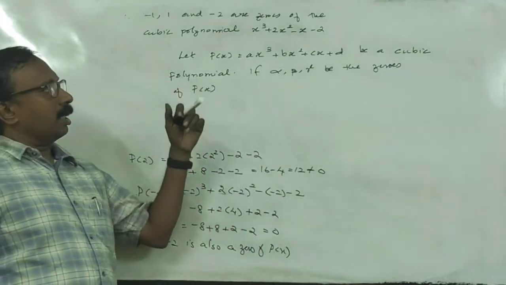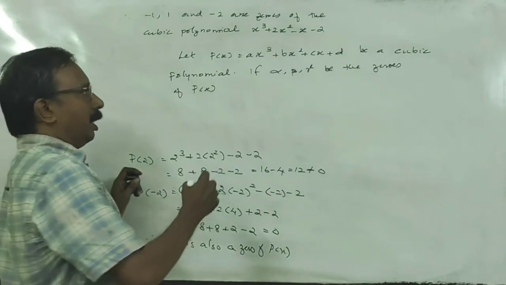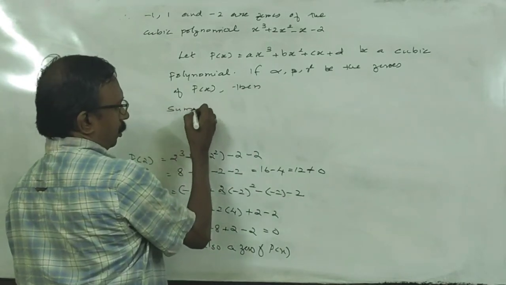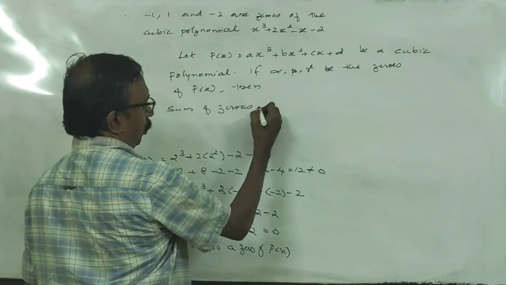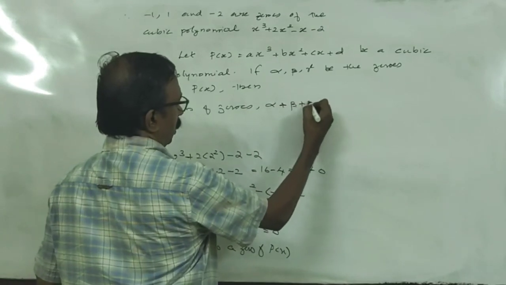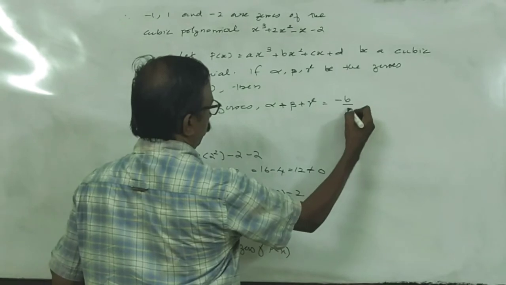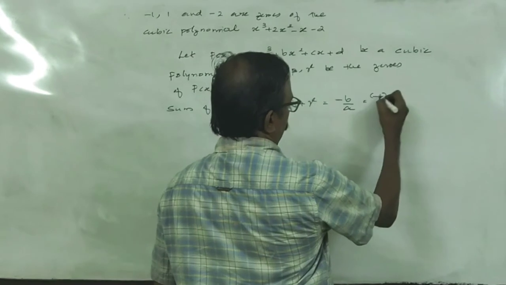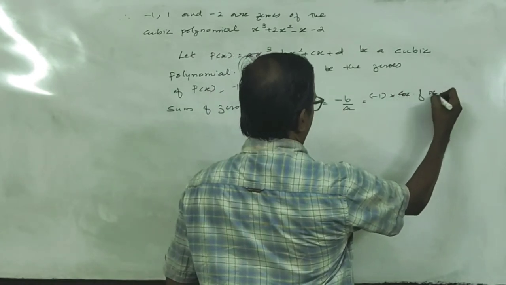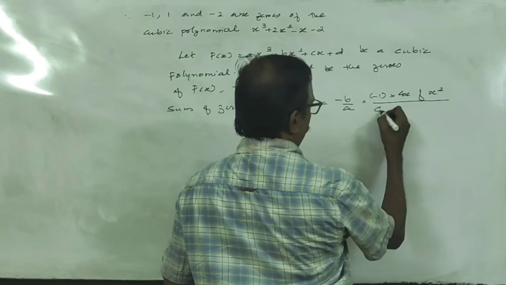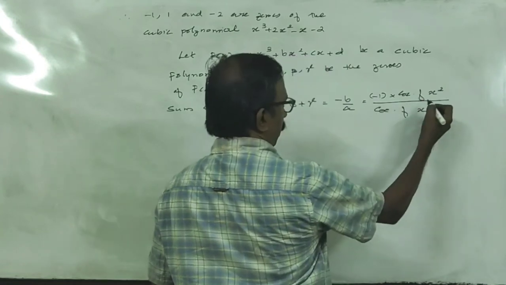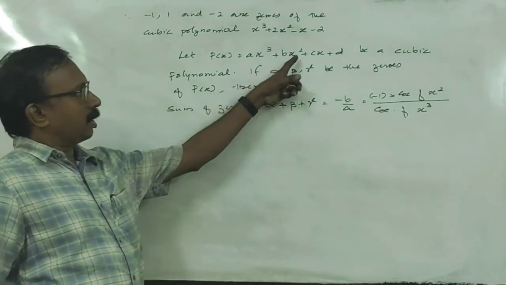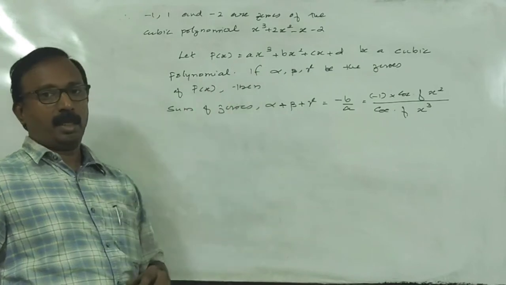If alpha, beta and gamma be the zeros of p of x, then the sum of zeros, alpha plus beta plus gamma, is equal to minus b by a, that is minus 1 into coefficient of x square divided by coefficient of x cube. Coefficient of x square divided by coefficient of x cube, that is minus b by a, isn't it?